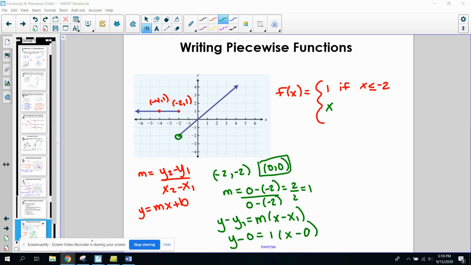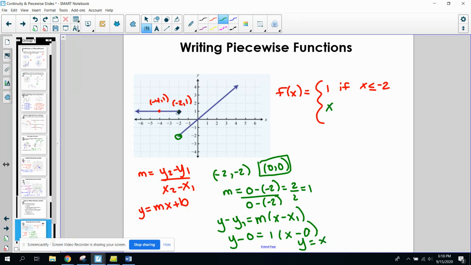So if I do y minus 0, I end up getting y. And then here, if I distribute 1 times x, we get x. And 1 times -0 is just 0. So we end up with y equals x, which is what we have up here.